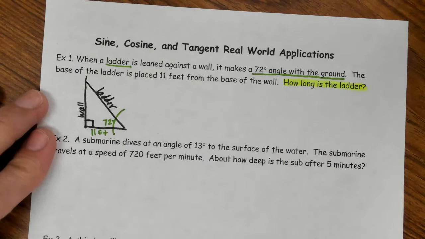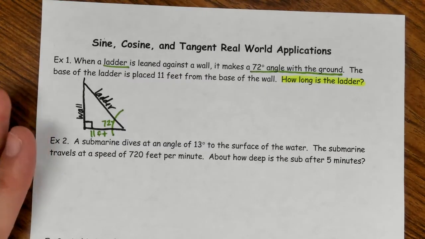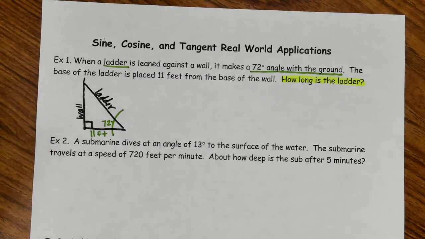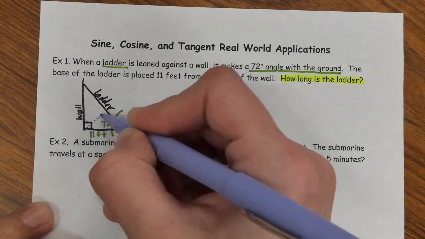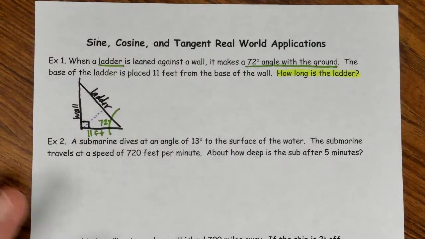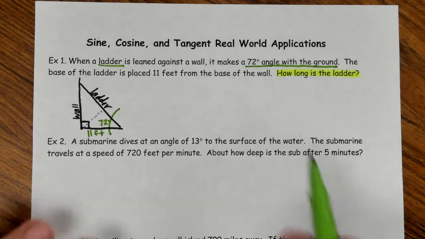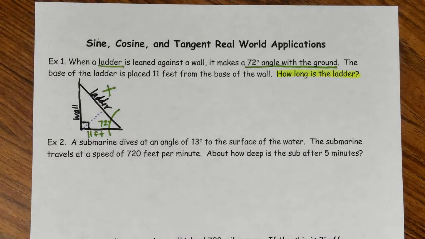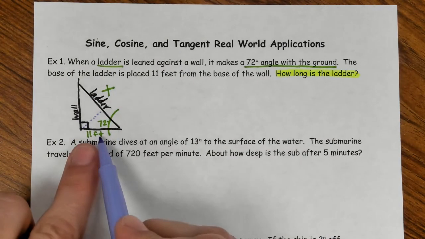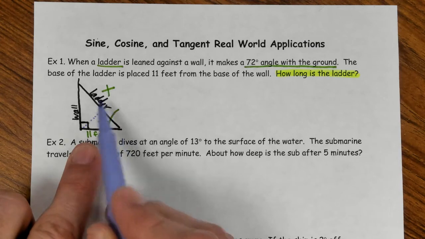Step two is labeling your angle, labeling your sides. Now I always like to do the dashed line so I know where my hypotenuse is, because we don't know whether this is sine, cosine, or tangent yet. We do want to know how long the ladder is, so that's going to be right here. This is where our x will be. So we're given 11 feet over here, and we're given x on these two sides.